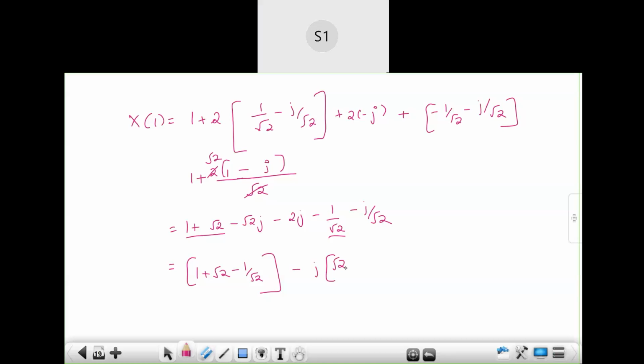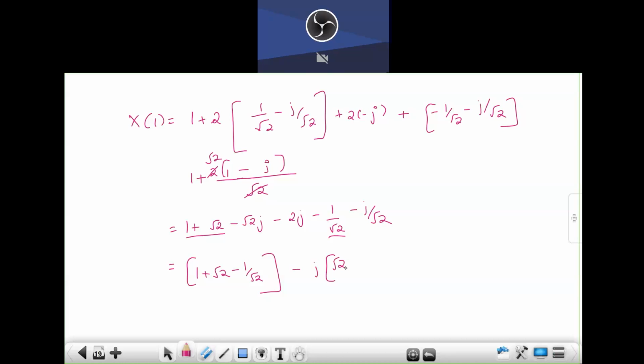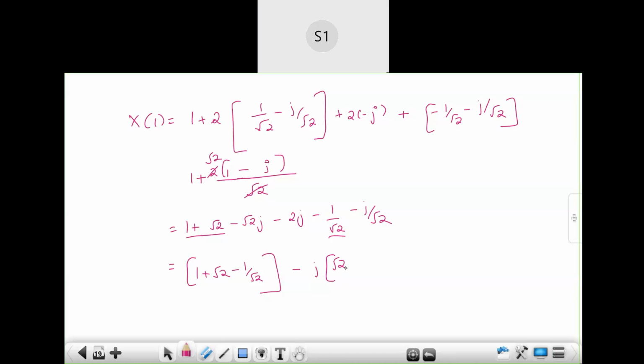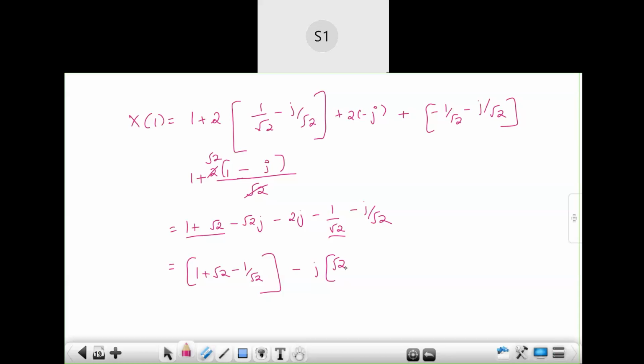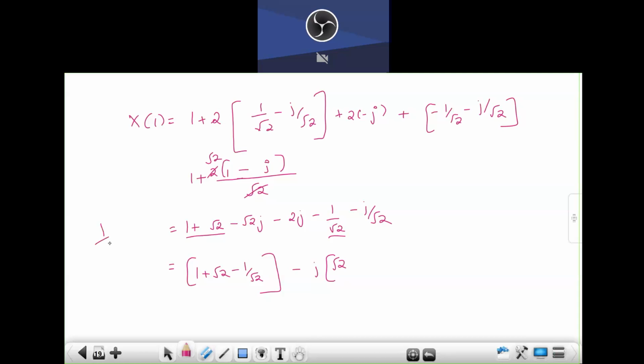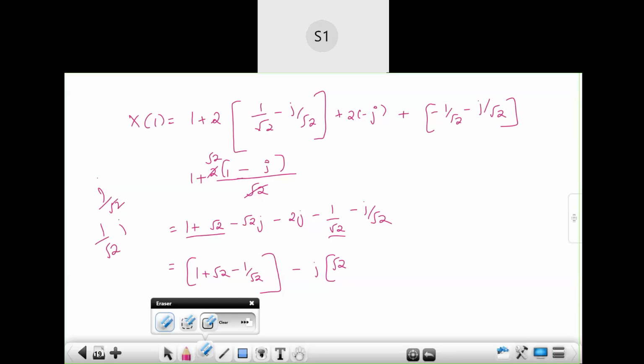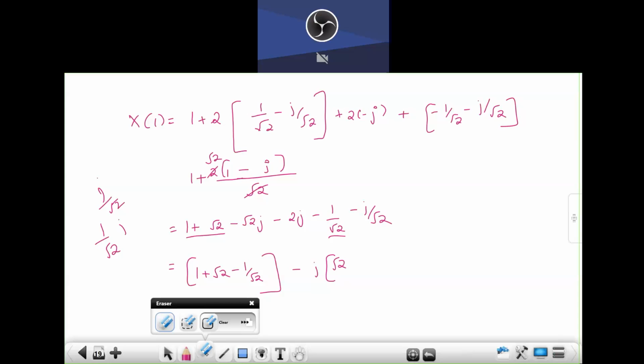Why will you multiply with j? You don't have to. J by root 2, or 1 divided by root 2 into j, it is the same. What is the difference between these two? So I'll get 0.707 j, ma'am. Yes, 0.707 j. Root 2 is 1.414, right? So 1 divided by 1.414 is 0.707. J term was there, so I got confused, ma'am.